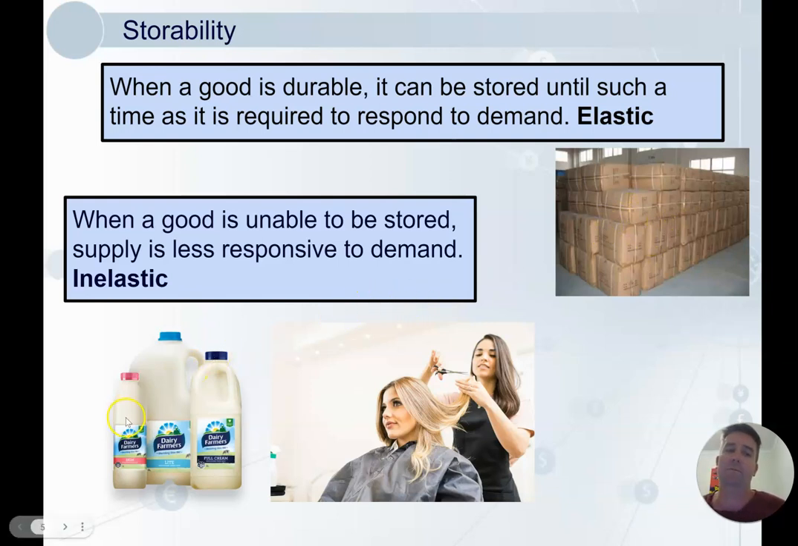Some things don't store well. Perishable goods. So milk, right? Meat, fruit, vegetables, all that. And also a service, right? So this hairdresser, you can't store up your hairdressing service for when demand is high. There's only one of you, so you can only cut one person's hair at a time. So you can't store it up. It's only as demanded, so it can't be that responsive to a change in demand. Now I'm saying responsive to a change in demand, the demand is probably what's fueling the price increase, right?